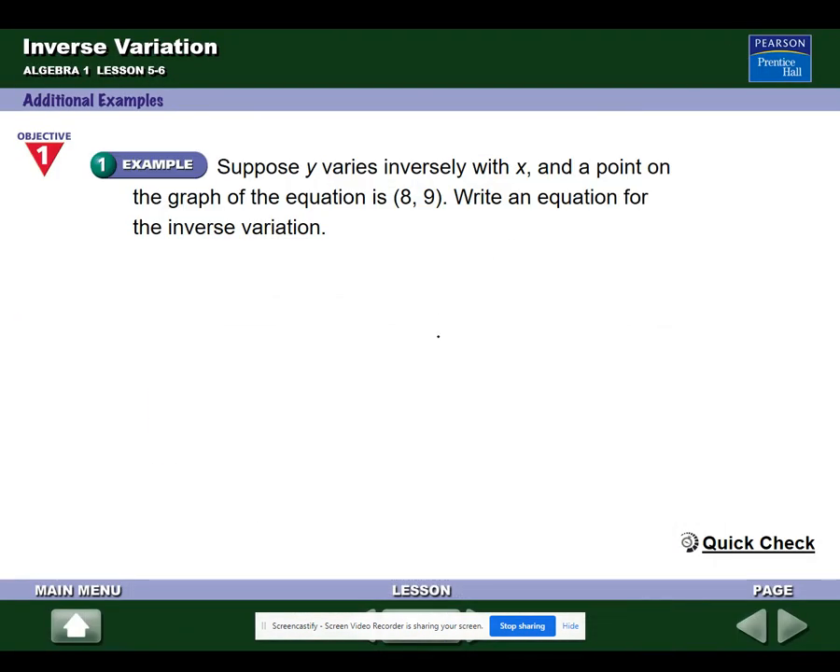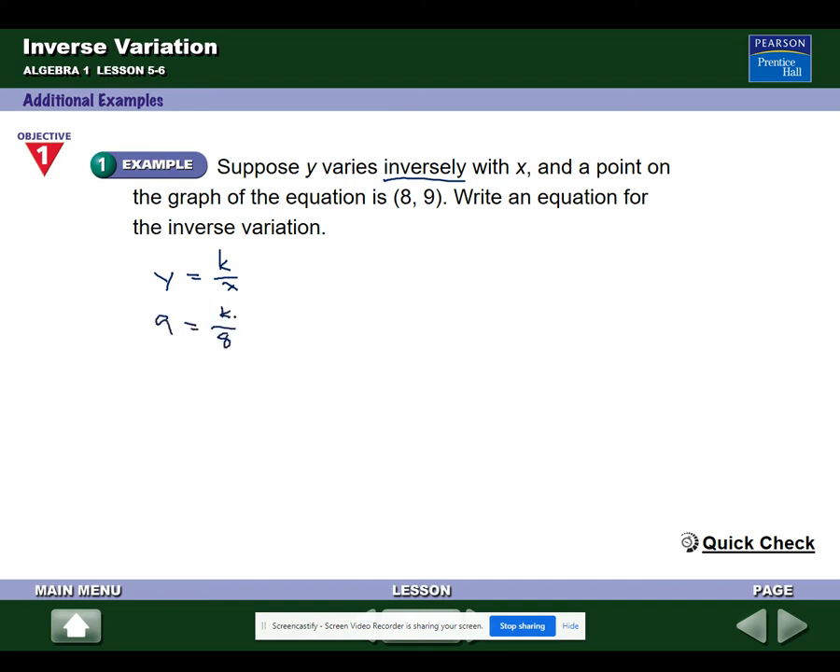It says suppose y varies inversely with x and a point on the graph. So this is saying that it's inverse variation. And a point on the graph of the equation is 8, 9. Now again, just one time, let's do it the long way. Okay, it's y equals k over x. And the y value is 9 when the x value is 8.